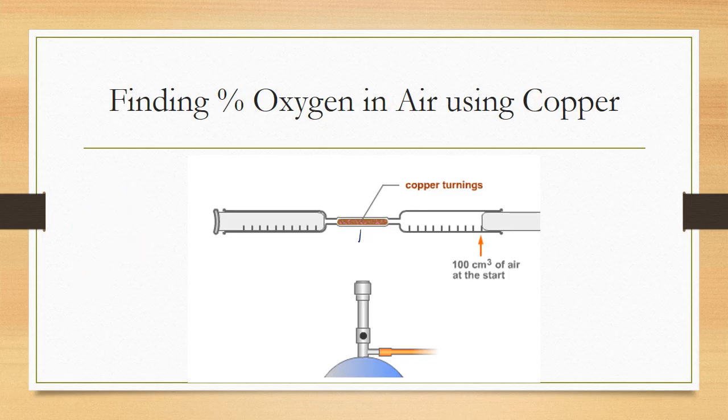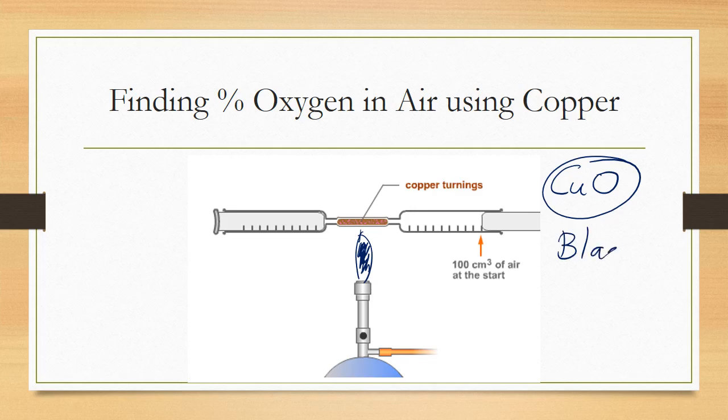You heat the copper turnings under a blue flame until the copper turnings start to turn black, because copper oxide is black in color. So you keep on heating until you see that all that wonderful copper color has gone to a black color, and then you record the amount of air that has been used up.